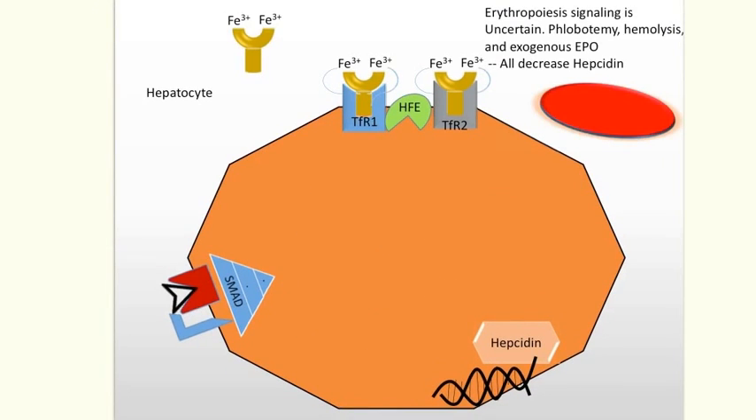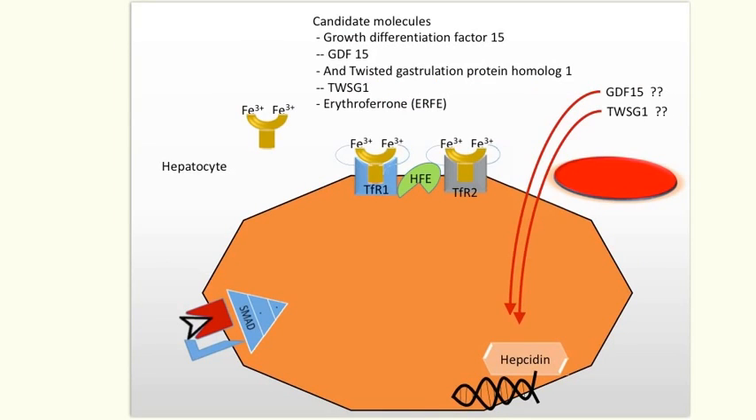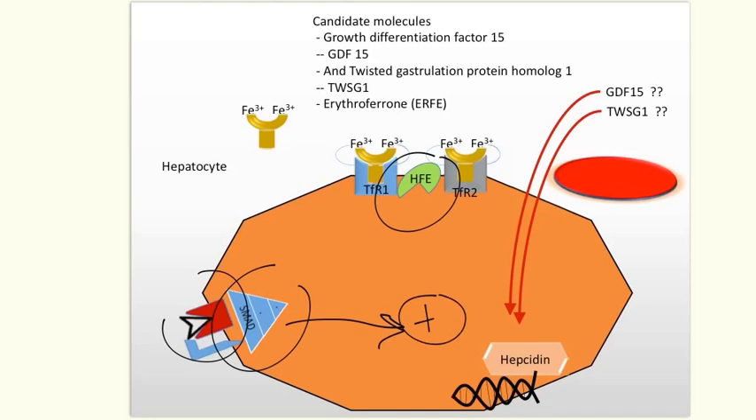And then the major regulator of hepcidin production is actually none of those things that I've just mentioned. The major regulator is not HFE, it's not SMAD. The major regulator is erythropoietic status. If you are getting a phlebotomy, if you have hemolysis, if you're getting exogenous EPO, all of those things will decrease hepcidin. So did you get that? Everything I said so far, HFE, SMAD, BMP, all of these things are positive regulators of hepcidin. The EPO, the erythropoietic function, is a negative regulator.